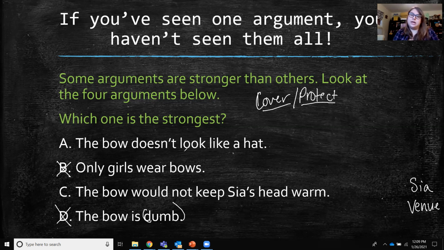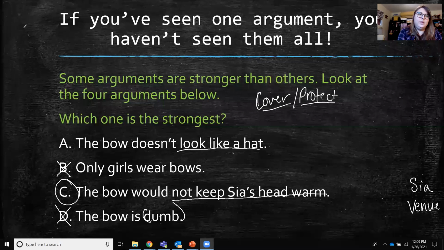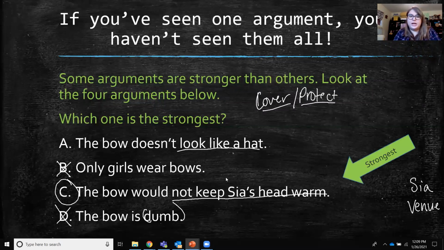A, the bow doesn't look like a hat. We mentioned that earlier, right? A bow is not the same thing as a hat. And C, the bow would not keep Sia's head warm. So again, in choosing the strongest, I want to think about that definition, cover and protect. A doesn't really mention anything about covering and protecting. So I'm going to choose C as my strongest argument because it meets the definition. It helps explain the definition well. So some arguments that we make are always going to be better than other arguments that we make.